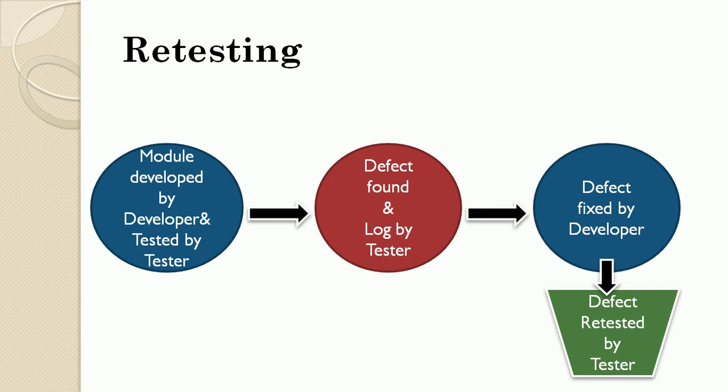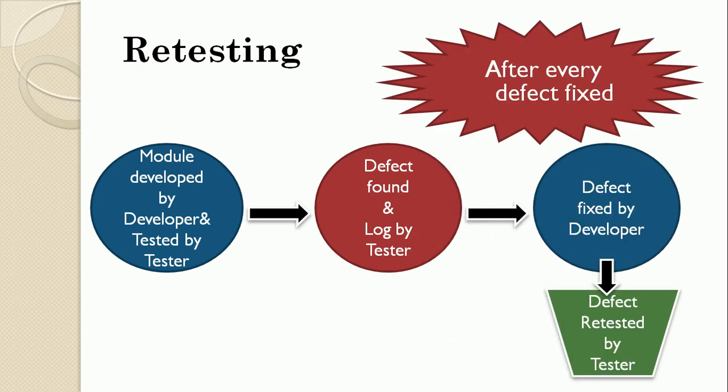So what is the main objective in retesting? Retesting is a process to ensure that the defect is properly fixed by the developer team, right, and that the functionality is working as per the expected result. So after every defect fix we perform the retesting process, and that is the reason, guys, retesting is also referred to as confirmation testing.